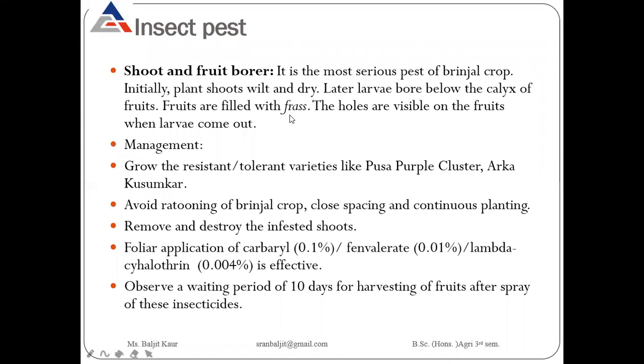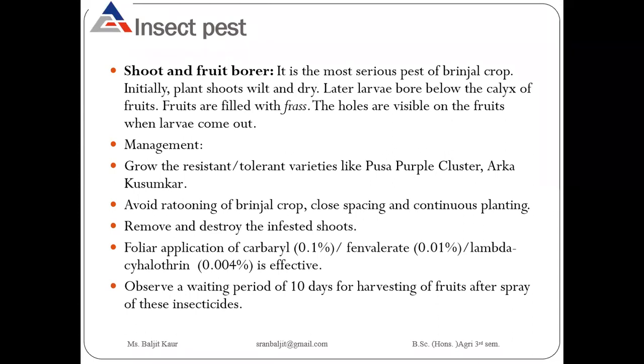The next is insect pests. So the major insect pest of brinjal crop is shoot and fruit borer. This is the most serious pest of brinjal crop. Okay, so this bores into the fruits, bores into the shoots, they start sucking sap from the stems, and the plant will wilt and dry, and later the larvae will bore below the calyx of the fruits. Firstly they will attack the shoots, then they will attack the fruits. The fruits are filled with frass, and holes are visible on the fruits when larvae come out. So this is the major pest of brinjal.